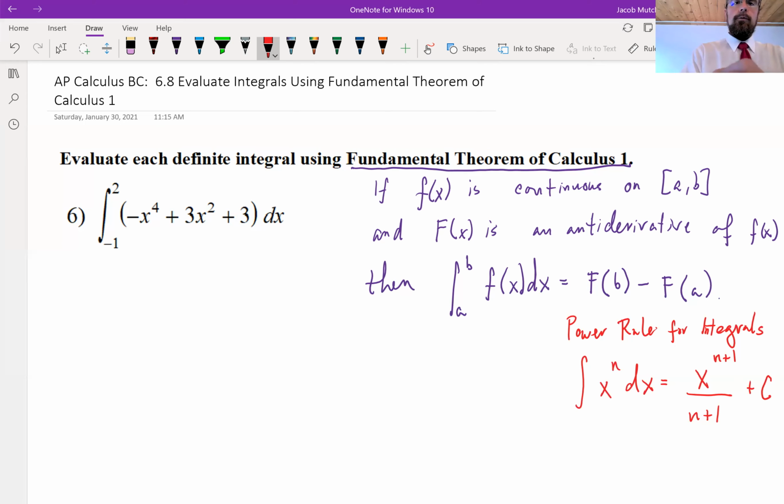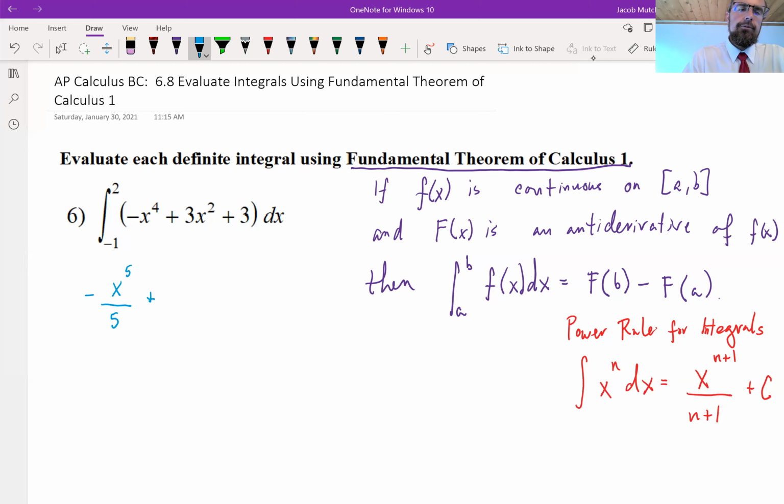So let's start off with our antiderivative here. Again, I'm just going to apply this power rule for integrals one term at a time. So the first one here is going to be negative. I need to add 1 to the power, so it's going to be x to the power of 4 plus 1, or 5. And then divide by that same power plus 1.